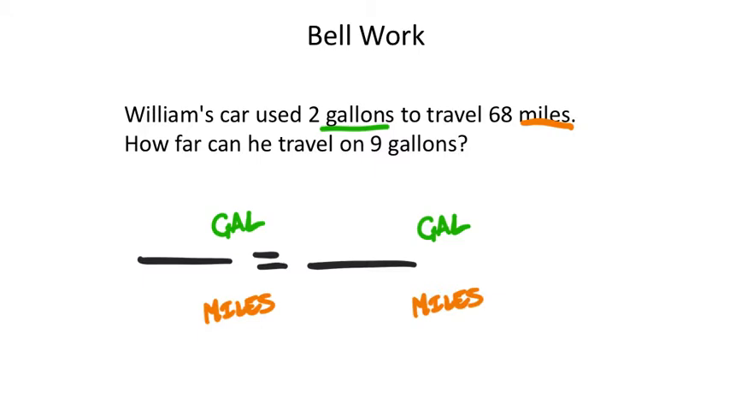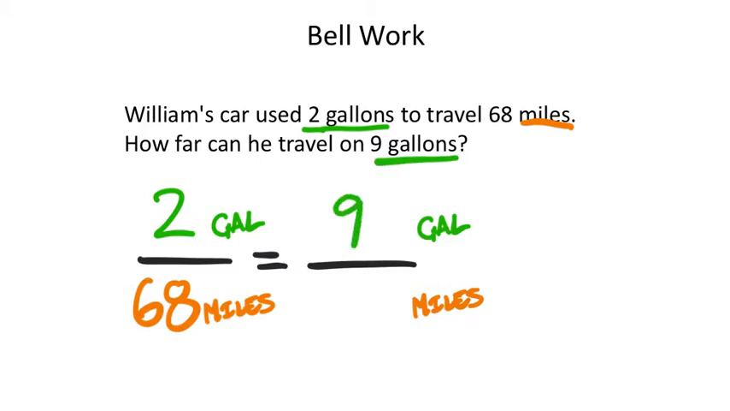Now that I know where the labels are going to be, I now look at the numerical values that accompany those labels, starting, for example, with these 2 gallons, which says that using those 2 gallons produced 68 miles of travel. So that gives us our first fraction. And then next up, we see that how far he can travel is the question. How far can he travel on 9 gallons? So I already see where my label is for gallons, and I just need to apply the 9 to it, which means that we need to figure out how many miles that's going to be.